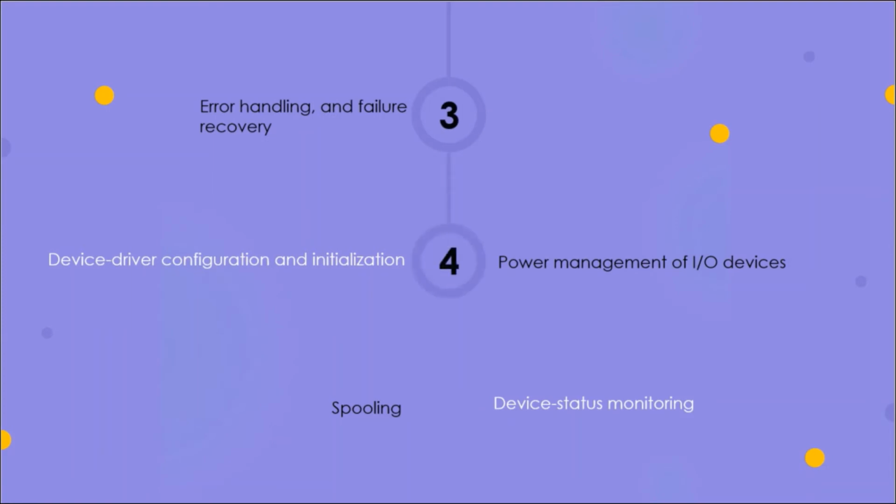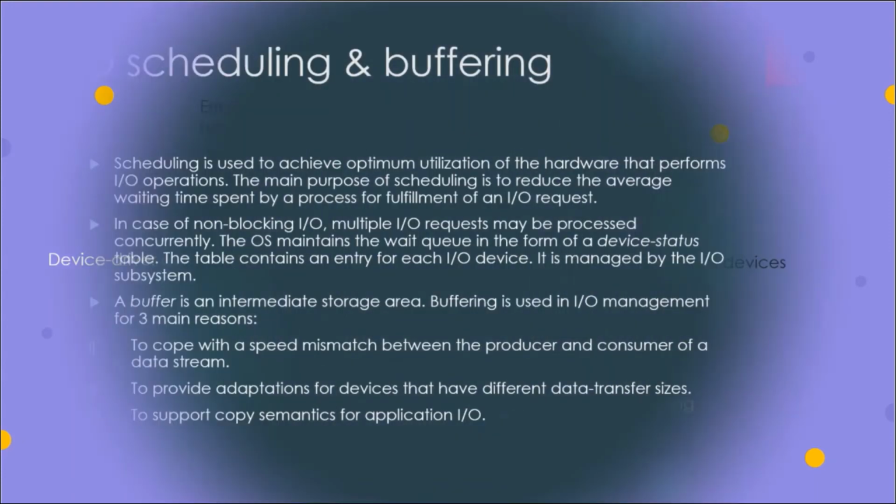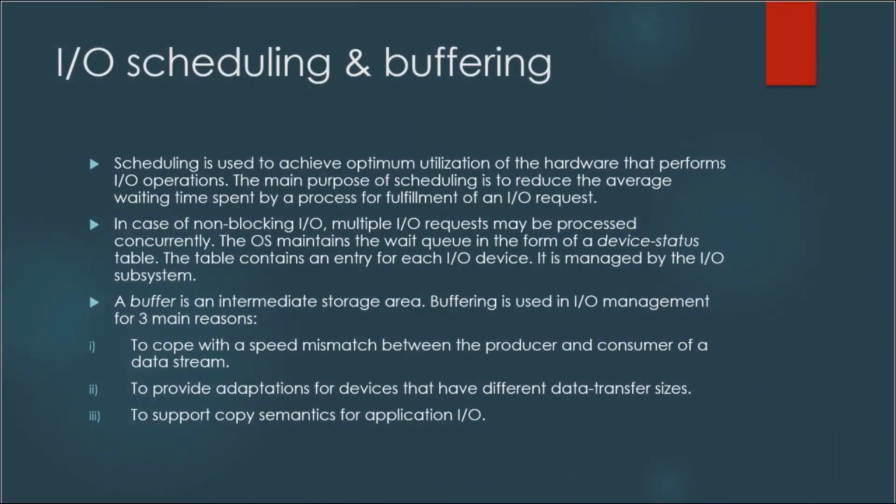This brings us to the other features. We'll be taking a look at some of the most important features such as IO scheduling, error handling, power management, and spooling in detail. The first important feature is IO scheduling and buffering. Scheduling is one of the most important services provided by the IO subsystem. It's analogous to process scheduling.